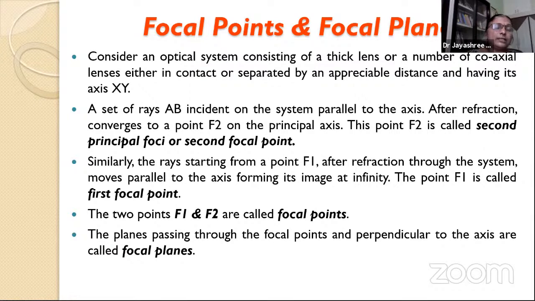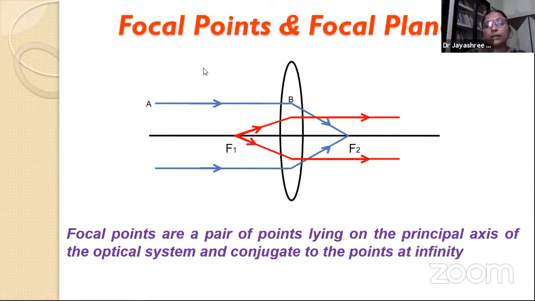That's why this second focal point is known as the second principal focus, or the second focal point. For the first, suppose the rays start from a point through F1, and after refraction through the system move parallel to the optical axis, forming the image at infinity. Then this point is the first focal point, also known as the principal focus or first focal point. These are the features of this figure.